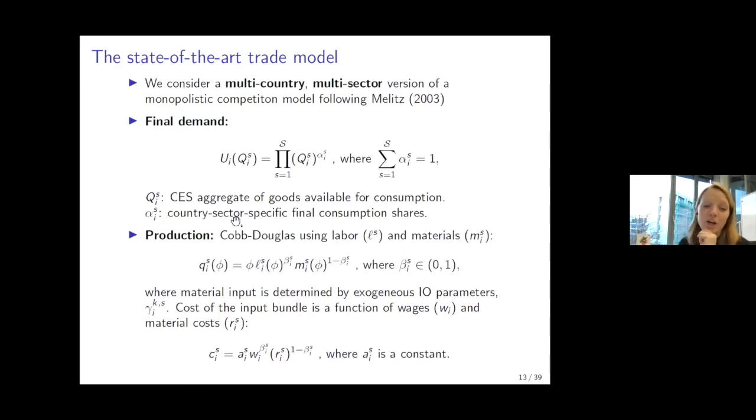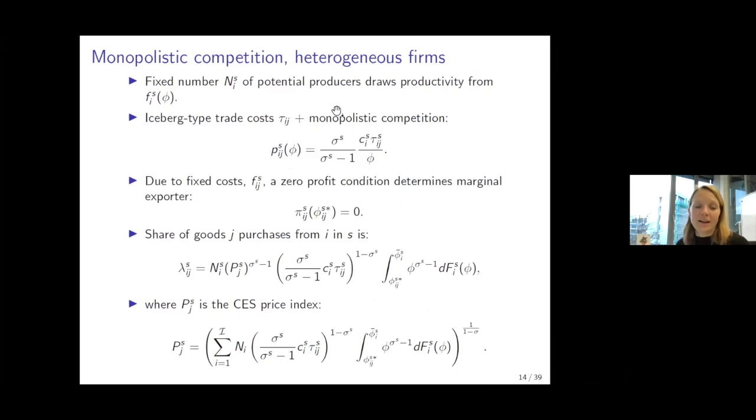On the production side, firms use both labor and intermediate inputs. So we have these input-output linkages in the model, and they vary by firm. And so by this, clearly the costs of production for each firm depend on the wage rate and the cost of intermediates in a particular country and sector. Now we fix the number of potential producers in a given sector to not allow for any corner solutions, and these fixed numbers of potential producers draw the productivity from a distribution. And importantly, we do not specify this distribution ex ante.